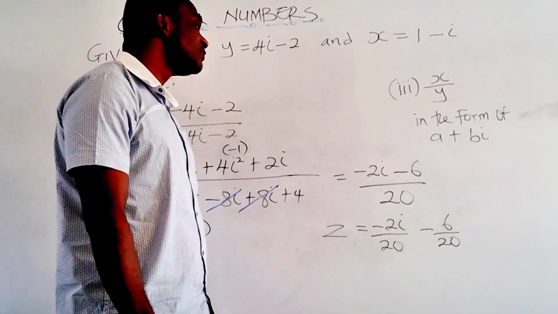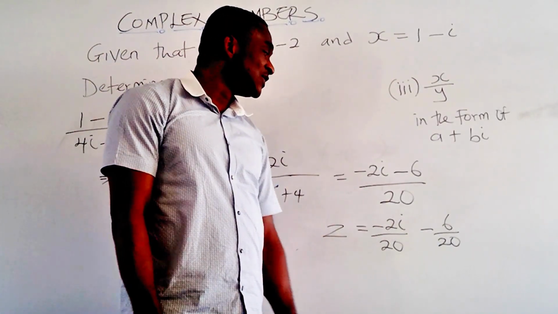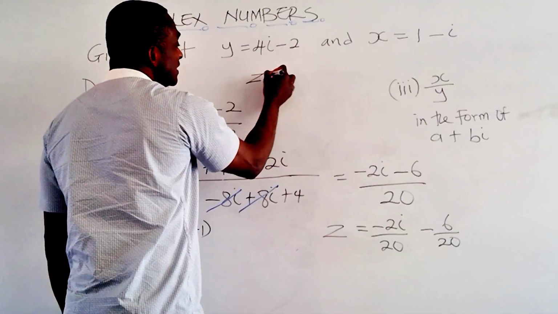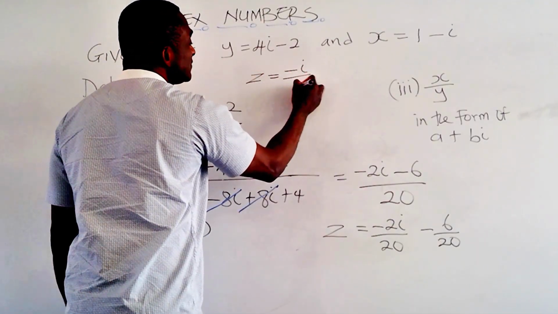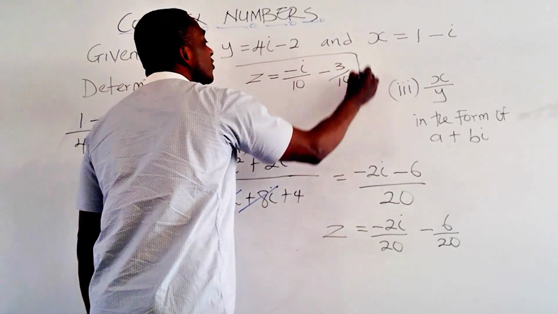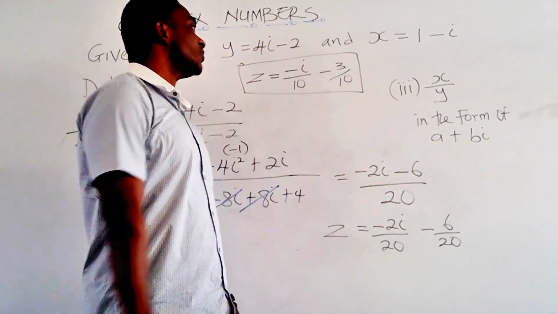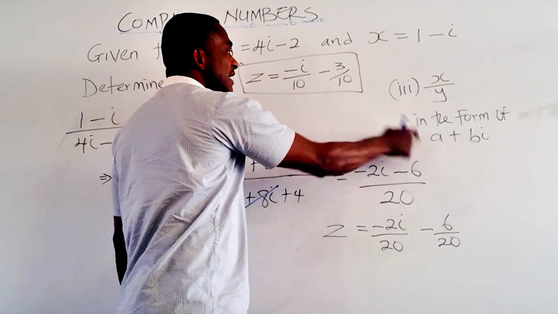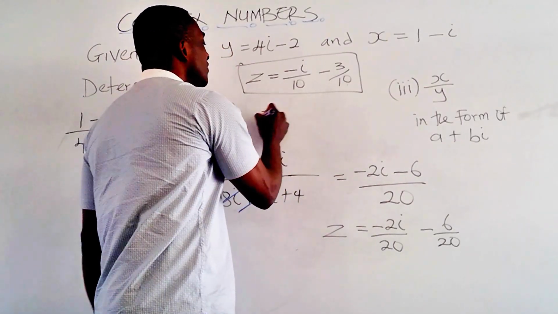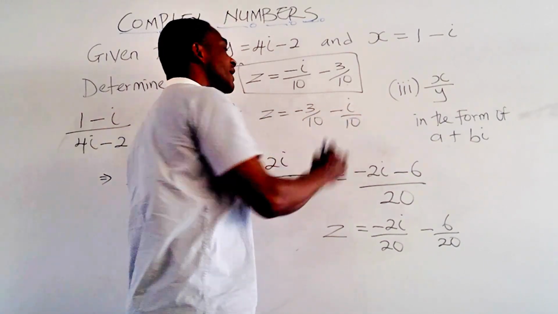You can reduce it to the smallest possible fraction, which is negative i over 10 minus 3 over 10. That is the simplest. So our final answer will be negative i over 10 and then minus 3 over 10. And that is x over y in the form of a plus bi. Our a is negative 3 over 10 and our bi is negative i over 10. So it is negative 3 over 10 minus i over 10.